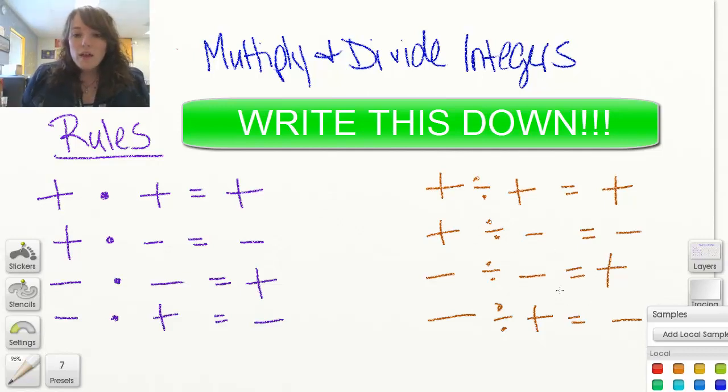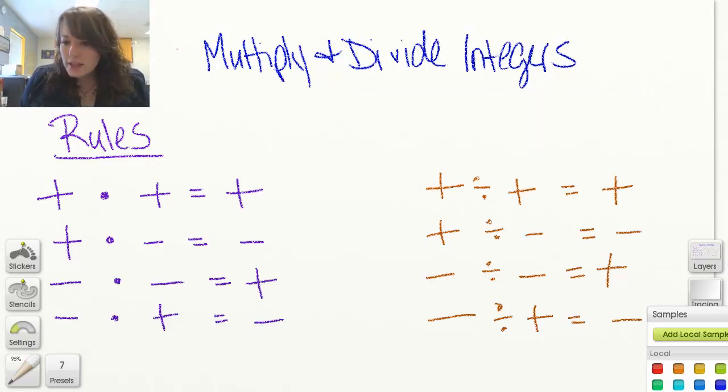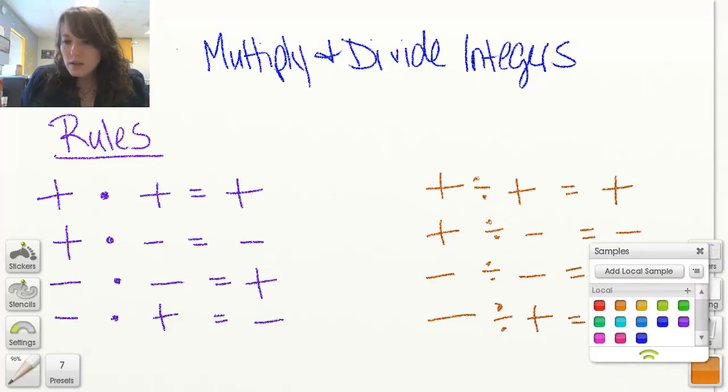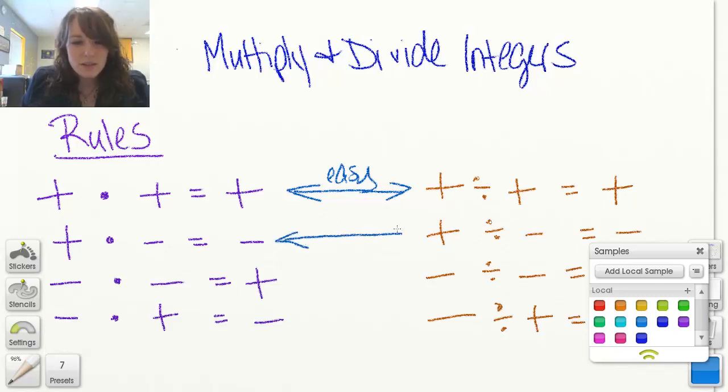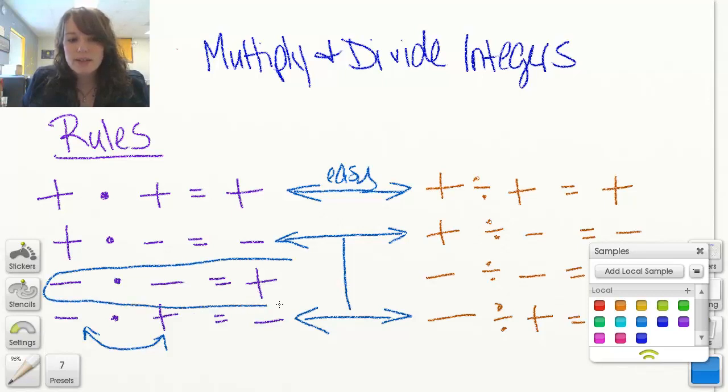Now, these two you've been doing since second and third grade. These are easy. These and these are the same. It's just I flip-flopped the positive and the negative, which doesn't make a difference. Now, this one in the middle, this is the one that always made the least amount of sense to me.